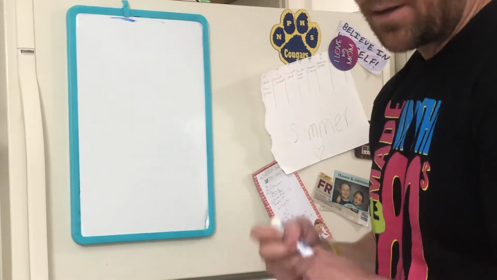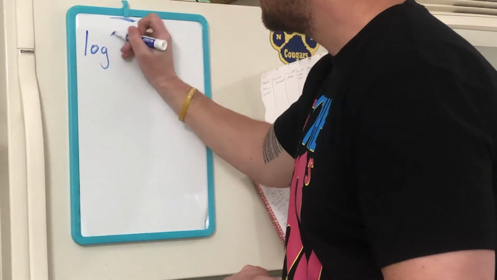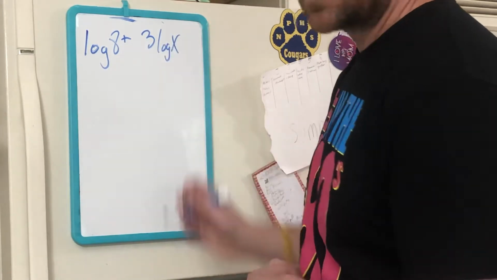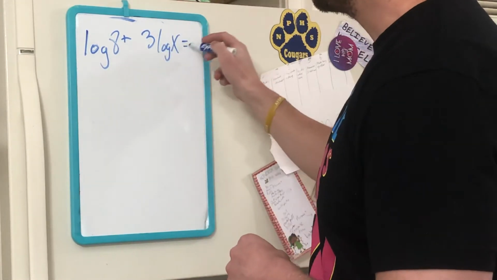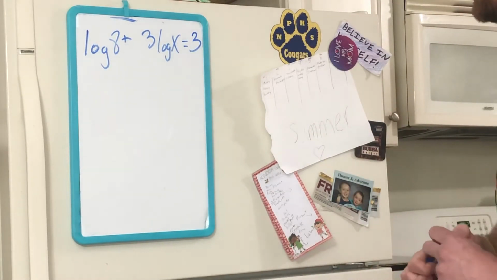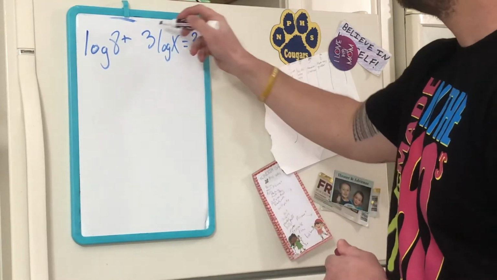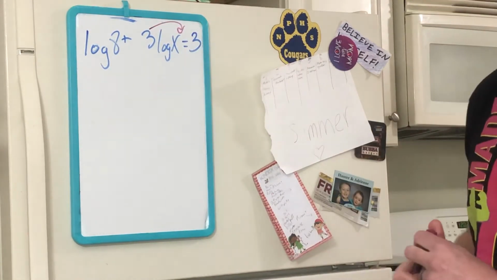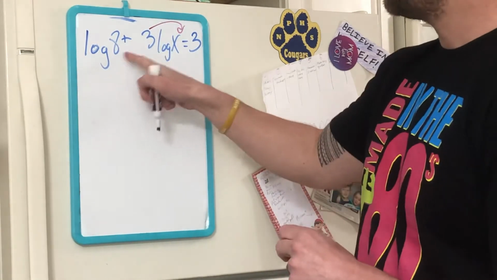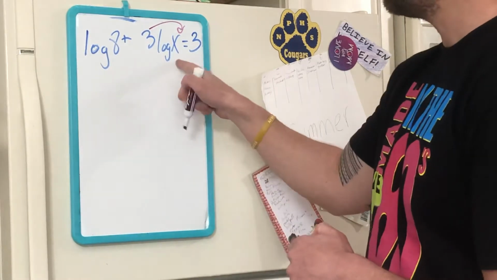The last problem we're going to go over today. So log of 8 plus 3 log of x equals 3. The first thing we're going to do is we know that this 3 right here is going to become that exponent, right? We can interchange those when we condense them. Also, we know that plus in log form is the same as multiplication, so we can multiply these.